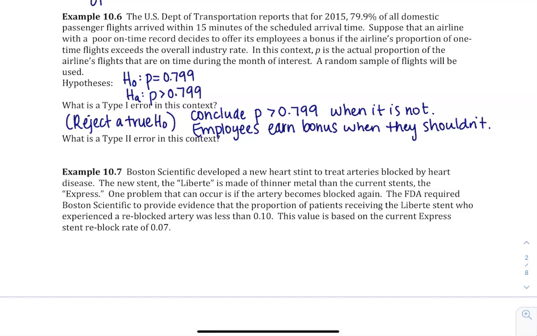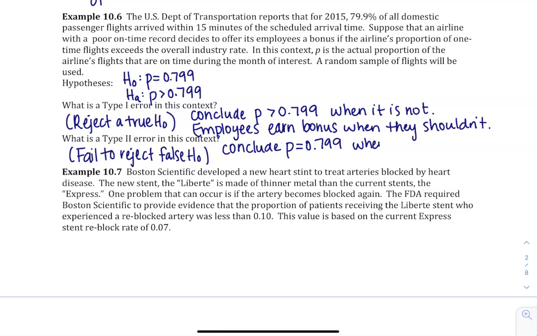Now, what is a type 2 error? Well, this is where you fail to reject a false null. Okay, you've made a mistake. You didn't get rid of a null when you should have. It was wrong. So here you conclude that the proportion was 0.799 or less, when really it was higher. So what happened here? Your employees deserved a bonus that they didn't get.